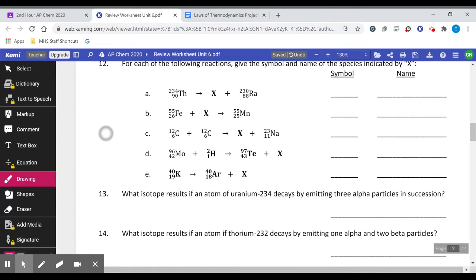Okay, for number 12, for each of the following reactions, give the symbol and the name of the species indicated by X. So to balance this, let's see what we need our X to be. We would need a mass number of 4, and an atomic number of 2 there. And so what kind of particle would that be? That's an alpha particle. It would have to be a helium nucleus. So that's our symbol, and we call it alpha.